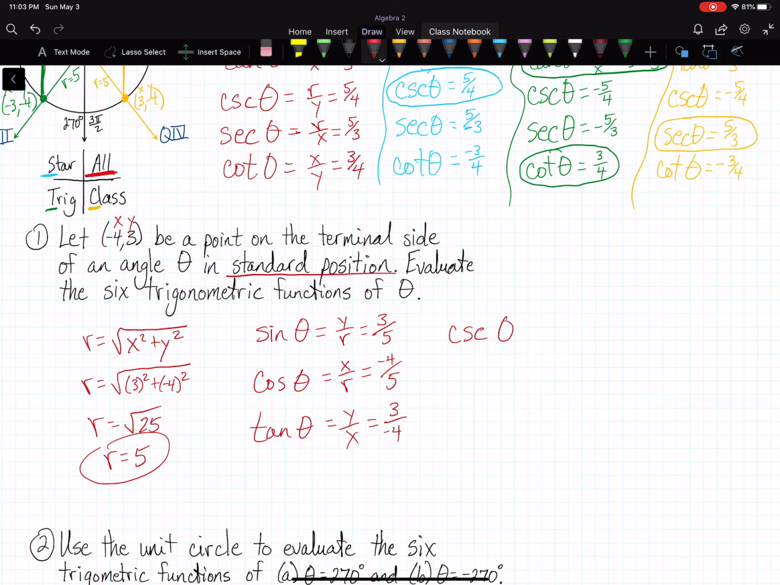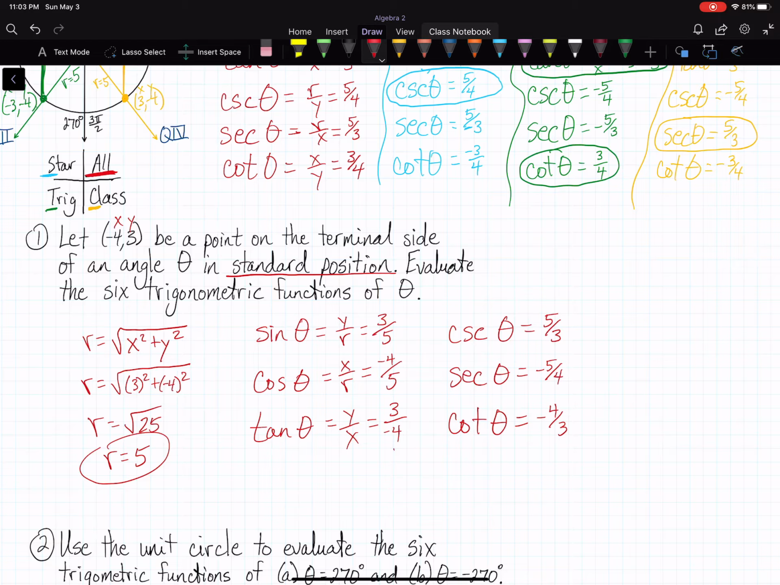Cosecant theta, secant theta, and cotangent theta. You just flip your sine, cosine, and tangent. So cosecant will be 5/3, secant will be -5/4, and cotangent will be -4/3.